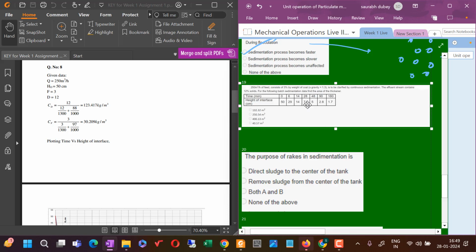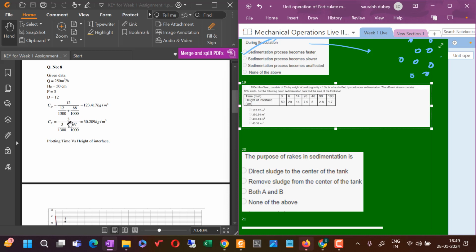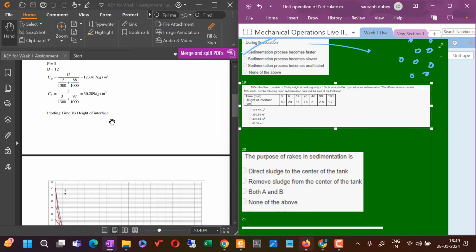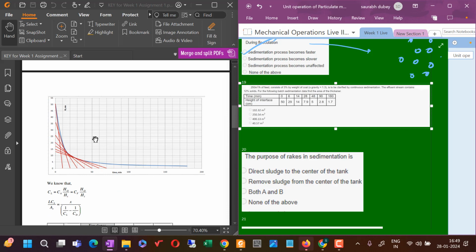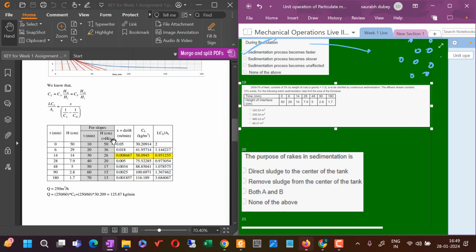As I explained in the previous question, you have to calculate the CD, you have to calculate the CF, you plot time versus height. Time versus height has been plotted, with different slopes. Based on the different slopes, you make this table, and in this table you look at where is the lowest value of LCL by AR, corresponding to which you will have the highest area.